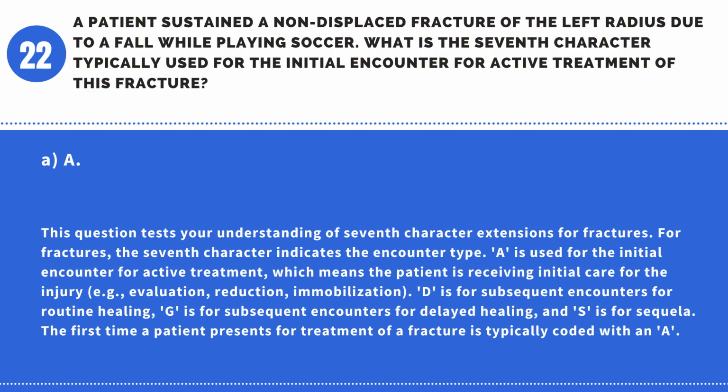Answer: A. This question tests your understanding of 7th character extensions, particularly for fractures. For fractures, the 7th character indicates the encounter type. A is used for the initial encounter for active treatment, which is typically the first time the patient is seen for the injury and receives surgical treatment, emergency care, or evaluation and management. The encounter where the patient is first treated for the fracture is the initial encounter.